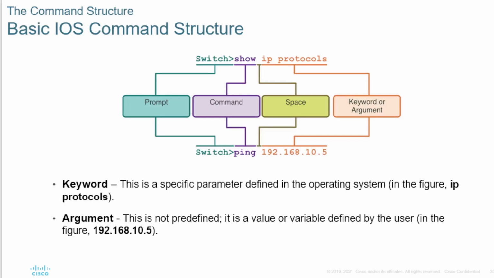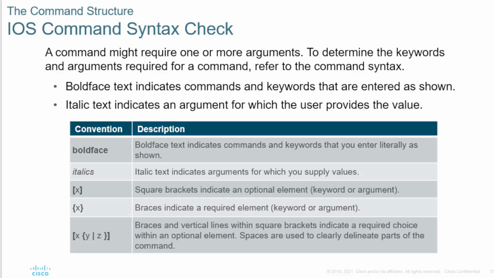The command is the action you want the device to take, such as show or ping. This is always the first word you type after the prompt. After the space is the additional input needed to complete the command, which is either an argument or keyword. It could be a specific protocol, IP address, interface, or any other parameter that tells the device exactly what to act on. When using the Cisco IOS, understanding command syntax helps you enter commands accurately.